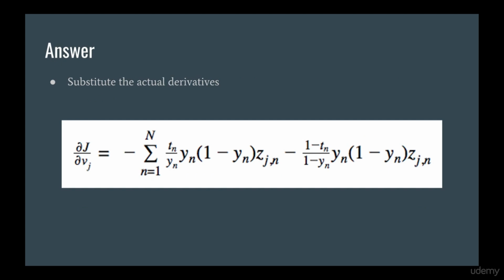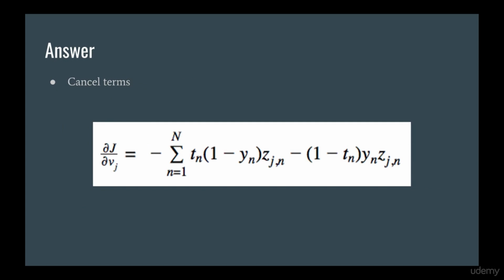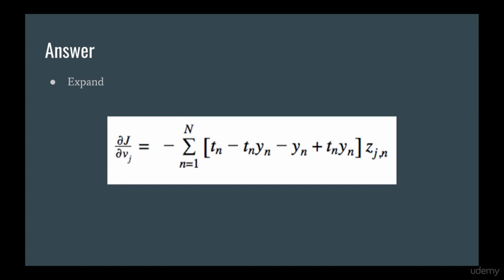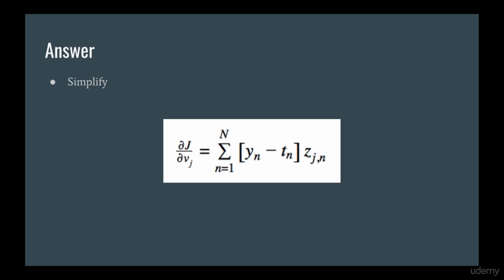The next step is to substitute the actual expressions for the derivatives. The next step is to cancel out the tops and bottoms where we can. The next step is to multiply out the t terms and the y terms. And the final step is to simplify the expression.